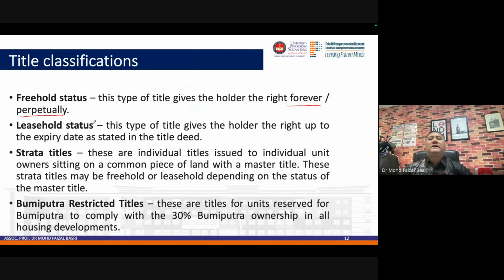Right, so leasehold ni dia macam pajakan lah, whereby usually when you buy a leasehold status land ataupun property, initially dia akan bagi kita 99 years. Okay, 99 years right to use the land.